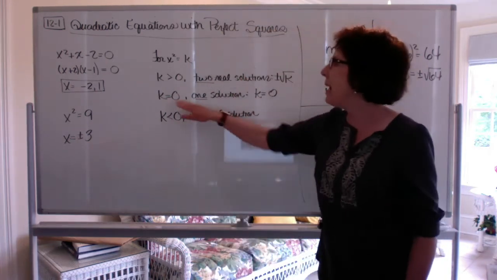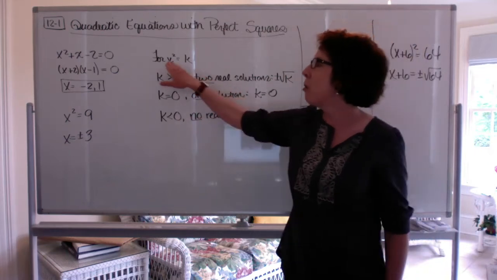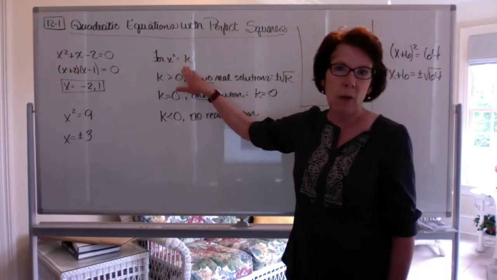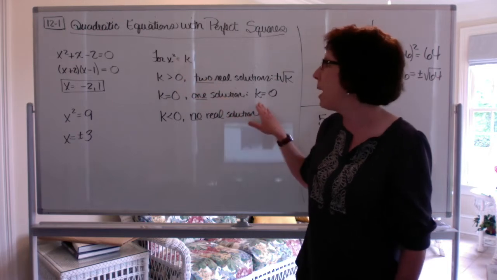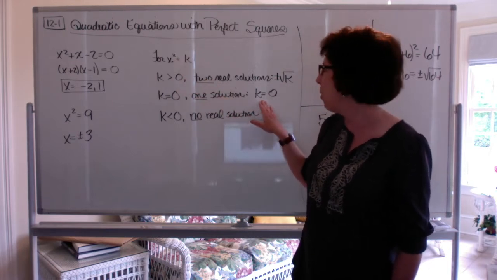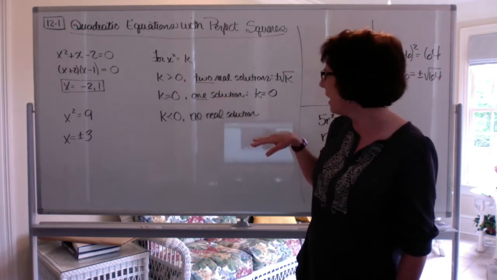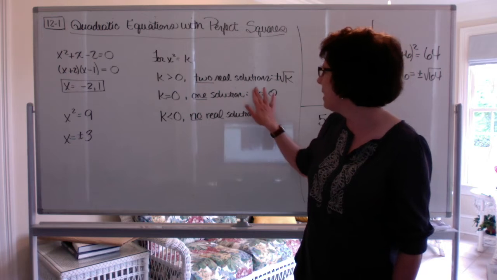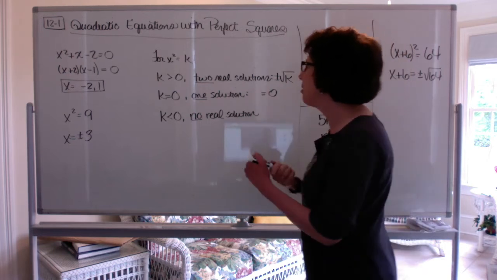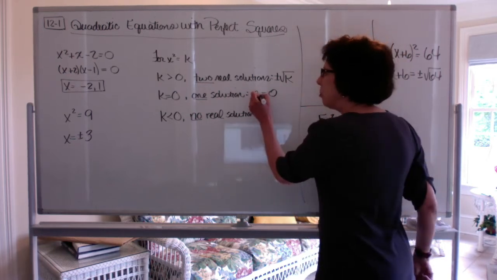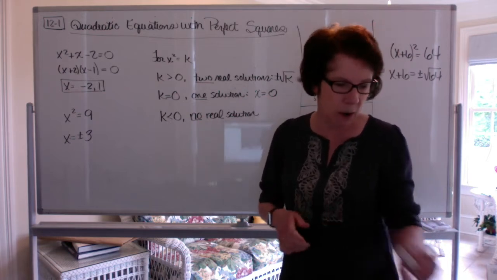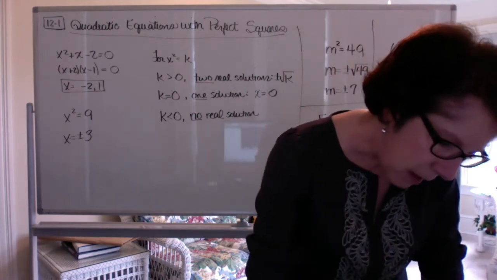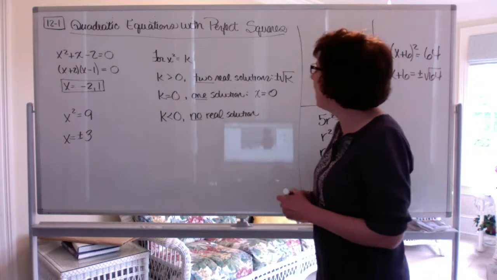Now, what if k is equal to 0? Well, in other words, what if x squared equals 0? Well, the square root of 0 is 0, so there will only be one answer, and that will be not k equals 0, but x equals 0. I'm so sorry. There's going to be one solution, and that solution will be x equals 0 if k is 0. All righty, so sorry about that.